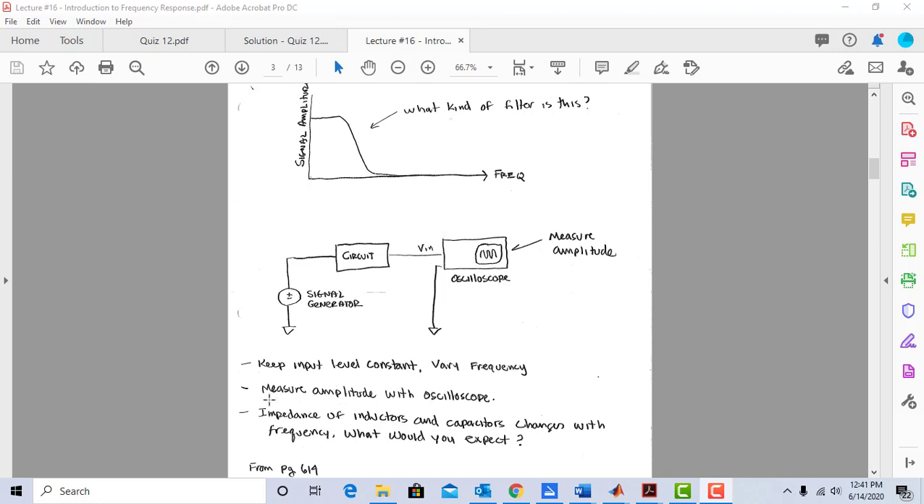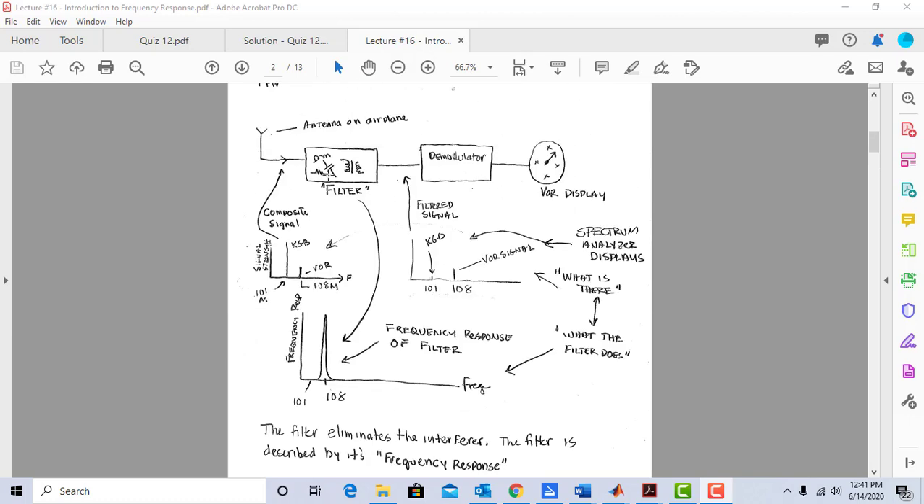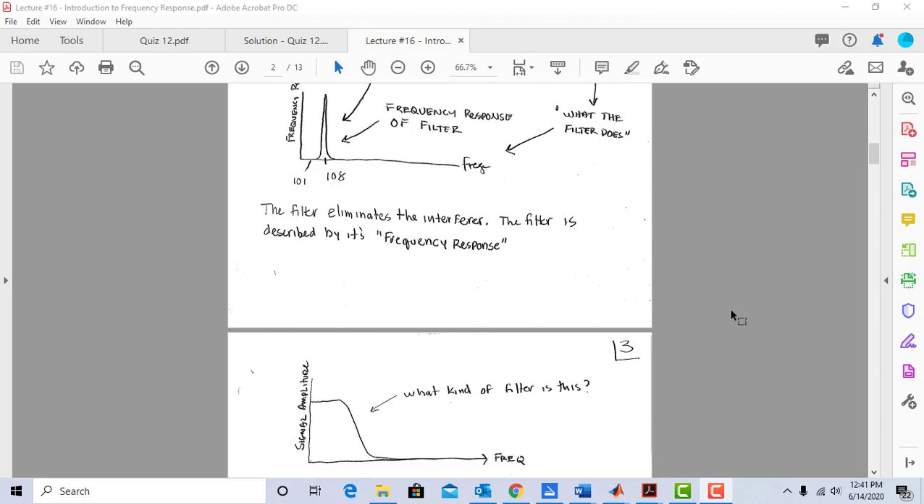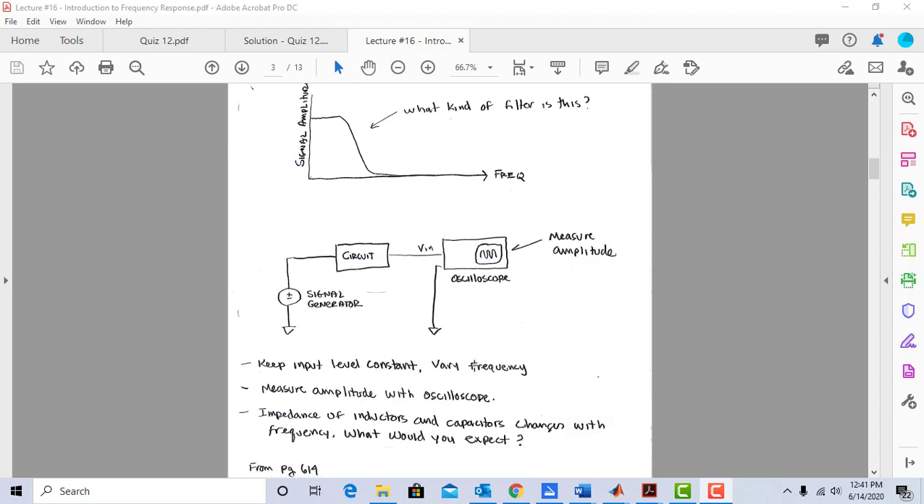And what's going to happen? The impedance of all these inductors and capacitors and stuff is going to change with frequency, right? The inductors are going to be doing the j omega L thing. The capacitors are going to be doing the 1 over j omega C. And so those impedances are going to change with frequency. So what do you expect? As I change the frequency of the signal going into that filter, what comes out of that filter, its amplitude and its phase, is going to change with frequency.